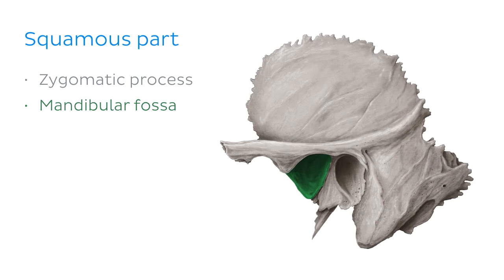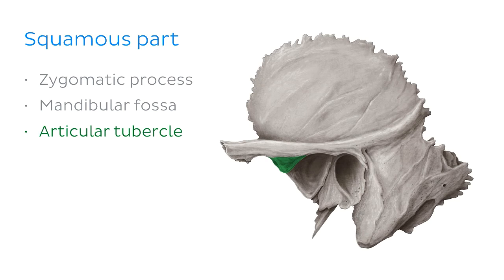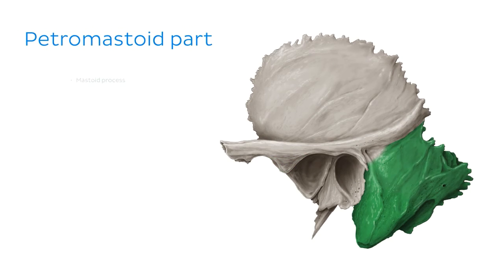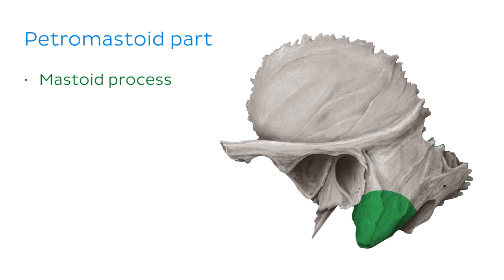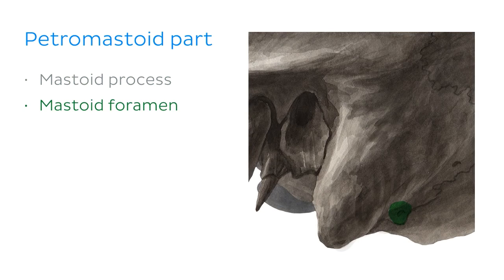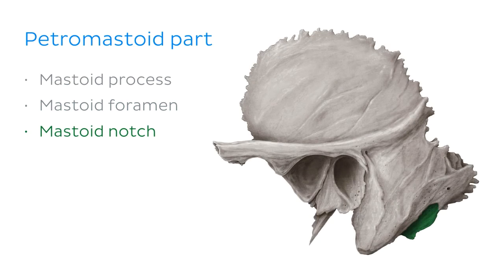And anterior to the mandibular fossa, we looked at the articular tubercle, which forms the anterior portion of the temporomandibular articular surface. We then looked at some structures seen on the petromastoid part of the temporal bone, including the mastoid process, which is this part in green, which juts inferiorly, the mastoid foramen, a foramen located within the mastoid process, and the mastoid notch, this hollowed-out area that is also known as the digastric groove.